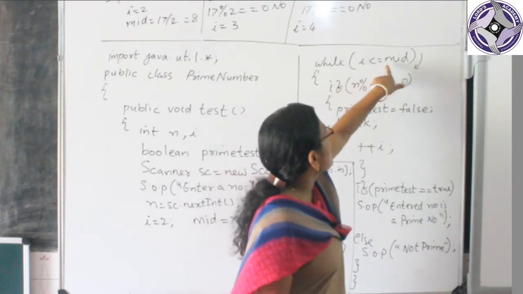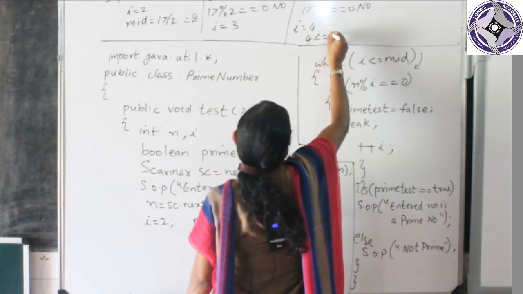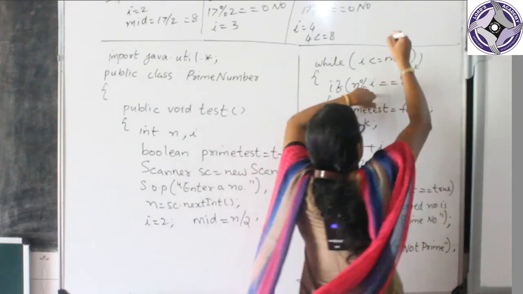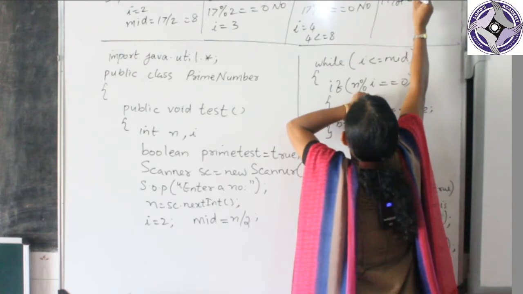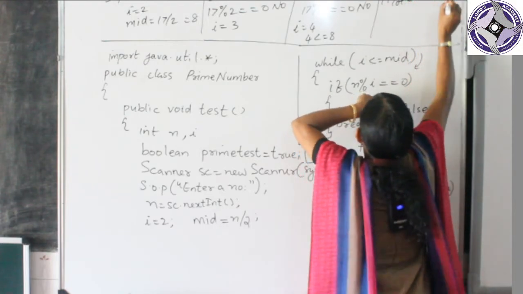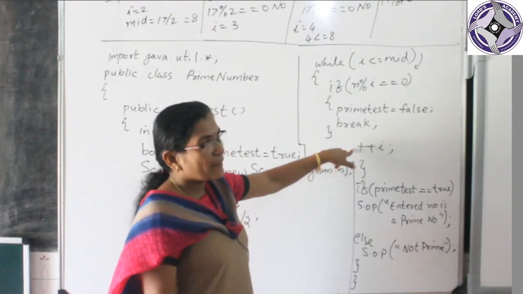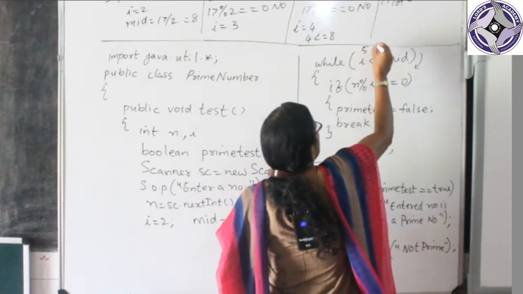4 less than or equal to 8. Yes. 17 modulus 4 equal to 0? No. So plus plus I becomes 5. 5 less than 8.